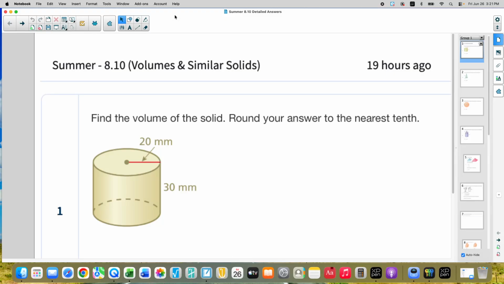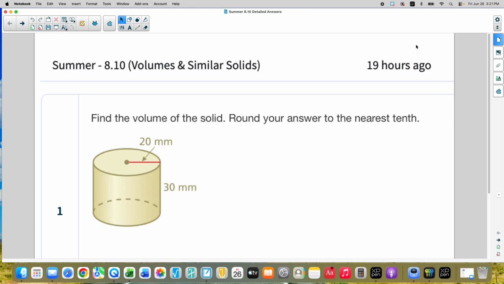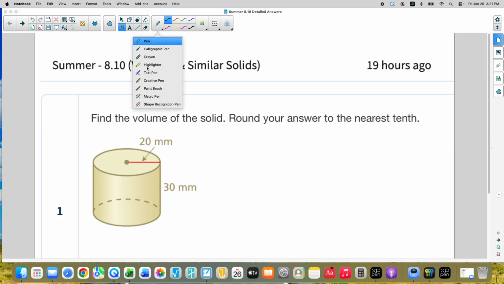All right. Last one, summer, 8th grade, chapter 10, volume and similar solids. So we've got some volume problems. Volume, this is two bases. I'll trace the bases.